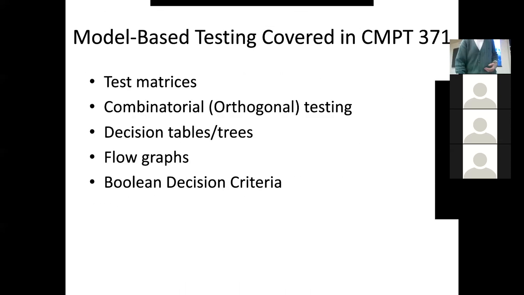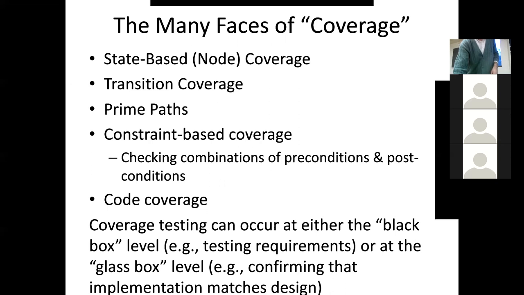So we've talked in 371 about things like test matrices, orthogonal arrays, decision tables. Remember those, the set of all possibilities for premium adjustment? Based on age or number of previous claims, it would charge you different amounts or send you a letter or say, you are terminated. We're going to talk about flow graphs and some decision criteria here.